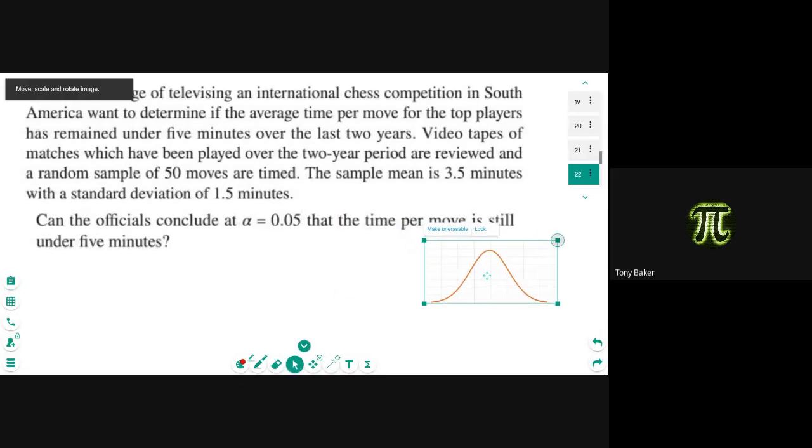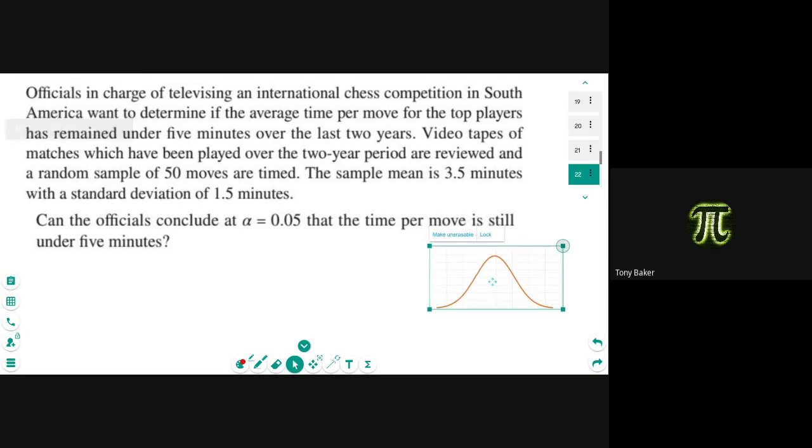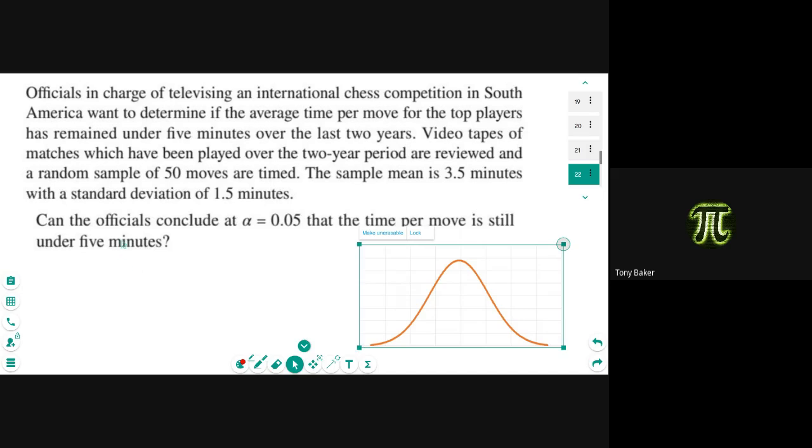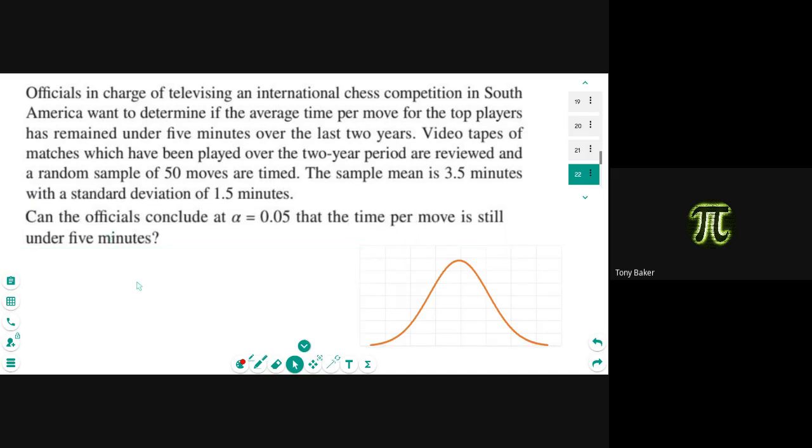The mean is actually less than 5. Remember, your null hypothesis is always equal. They have the same thing, the standard deviation. So the alternate hypothesis is less than 5.